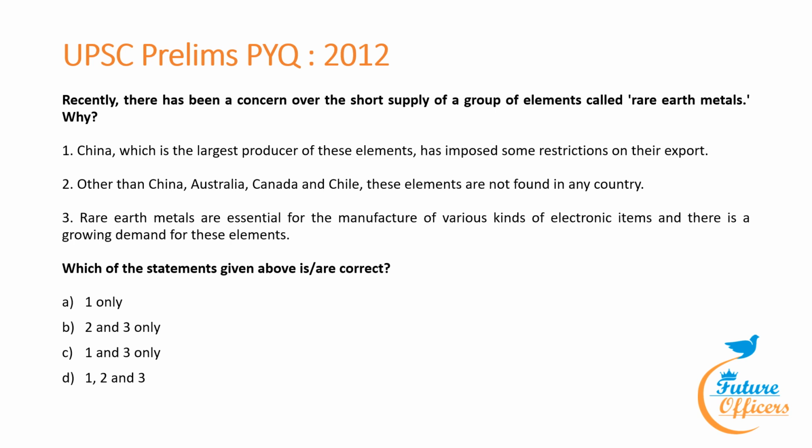So with this, we have the UPSC prelims question which was asked in 2012. Recently, there has been concern over short supply of a group of elements called rare earth metals. Why? China, which is the largest producer of these elements, has imposed some restrictions on their export. Other than China, Australia, Canada, and Chile, these elements are not found in any country. Rare earth metals are essential for manufacture of various kinds of electronic items, and there is a growing demand for these elements. Which of the statements given below is correct?